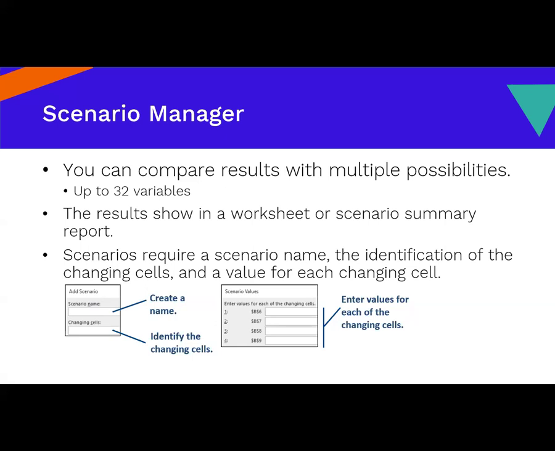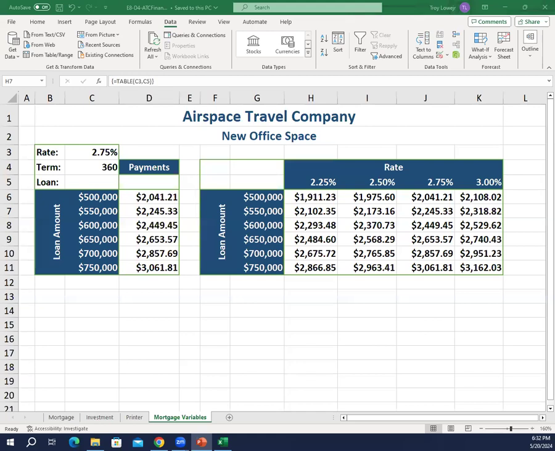You can compare results with multiple possibilities, up to 32 different variables. The results show in a worksheet or scenario summary report. Scenarios require a scenario name, the identification of the changing cells, and a value of each changing cell. So, this is great if you're going to present it to somebody and you want to see different scenarios. That's where you're able to use your scenario manager.